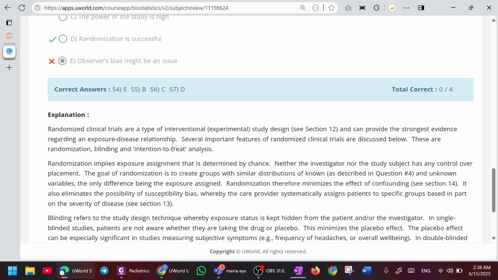It also eliminates the possibility of susceptibility bias, where the care provider systematically assigns patients to specific groups based in part on the severity of the disease. So we have question 4. That's why it's randomization, because the way they assign the groups is random. Okay.